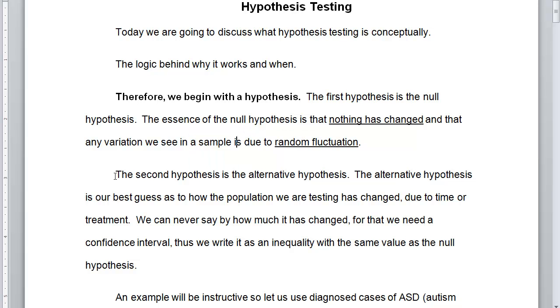Now, the second hypothesis is always the alternative hypothesis. The alternative hypothesis is our best guess as to how the population we are testing has changed. So this is: it did increase, it did decrease, something like that. And this could be just due to the passage of time having changed the population trait, or due to a treatment from an experimental design. We actually did something and we're measuring it, and was it effective?